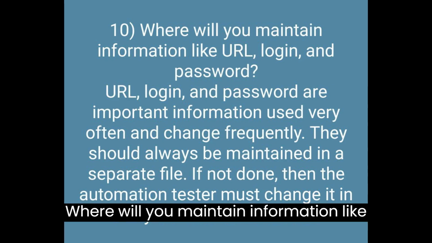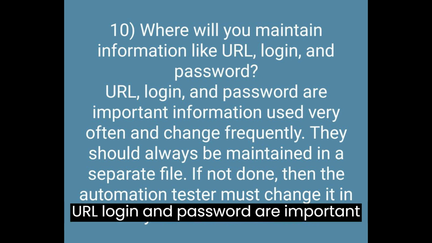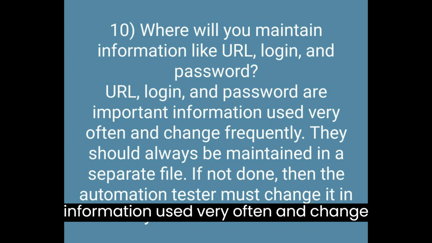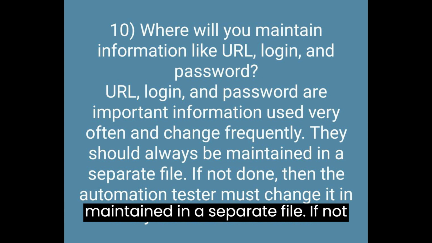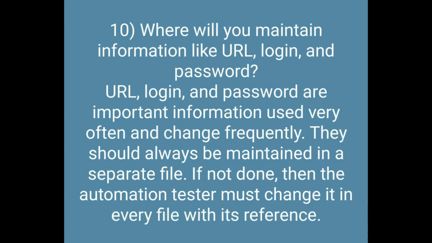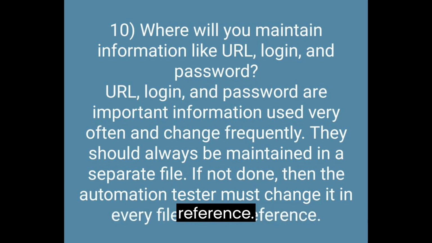10. Where will you maintain information like URL, login, and password? URL, login, and password are important information used very often and they change frequently. They should always be maintained in a separate file. If not, the automation tester must change them in every file that references them.